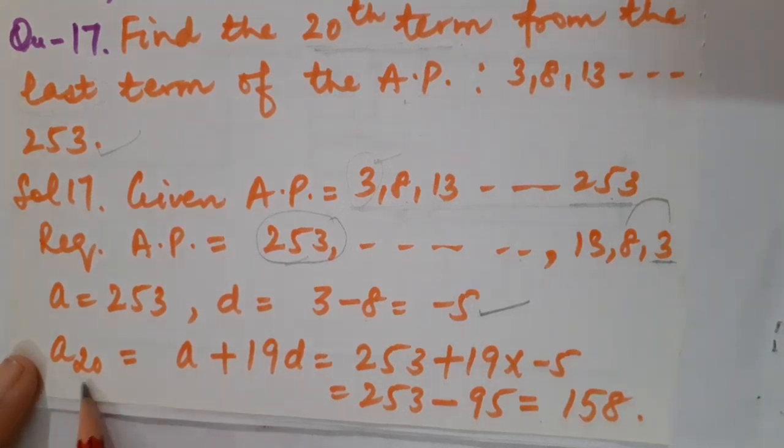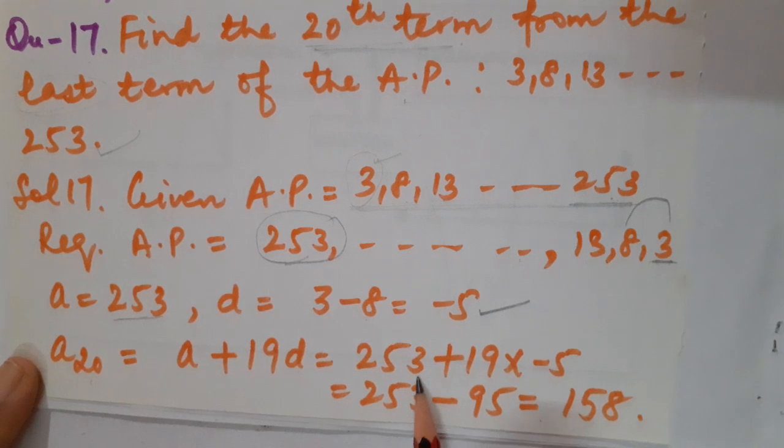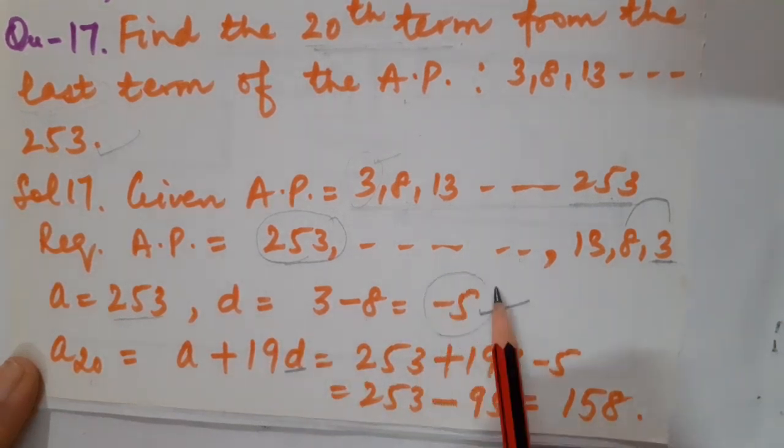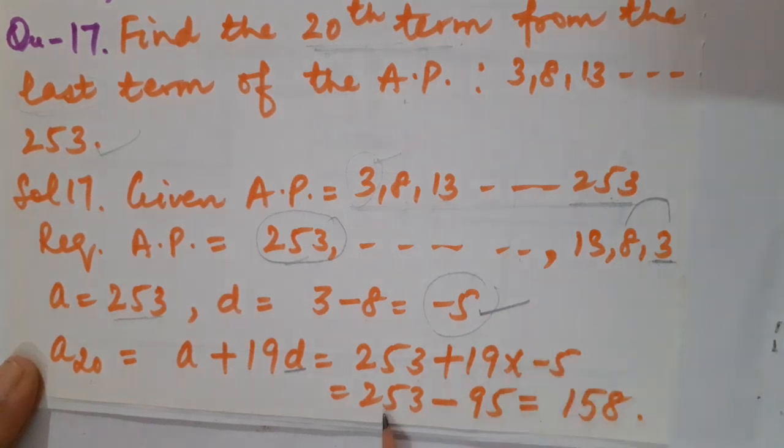Fine. So A20, you have to calculate, means the 20th term, that is A20, which is equal to A plus 19D. Now what is A? That is 253 plus 19 into, what is D? D is minus 5. Fine. So it will become 253 minus 95, which is equal to 158. So this 158 is basically the 20th term from the last of the given AP.